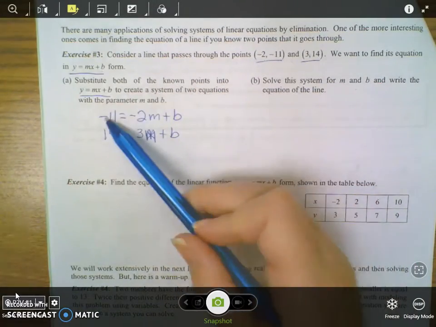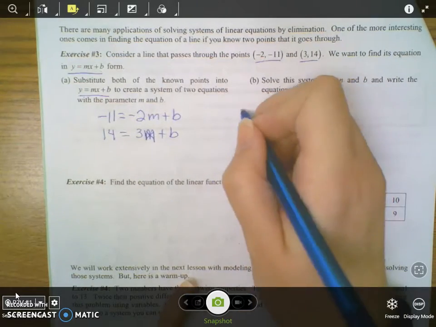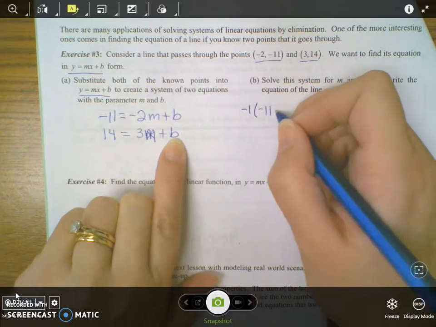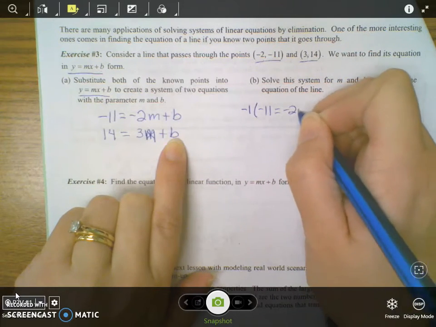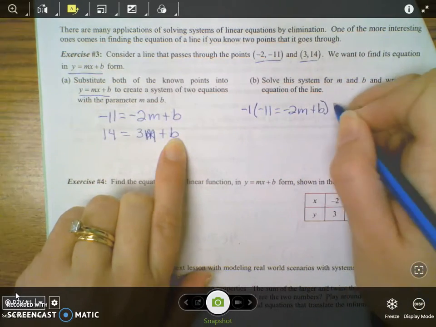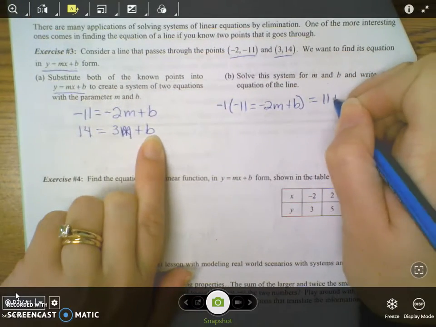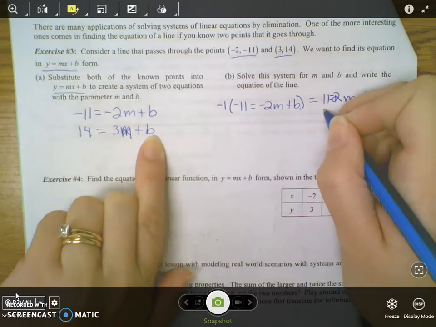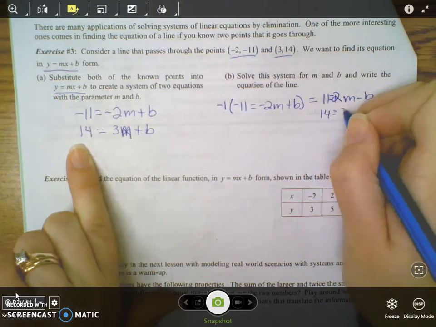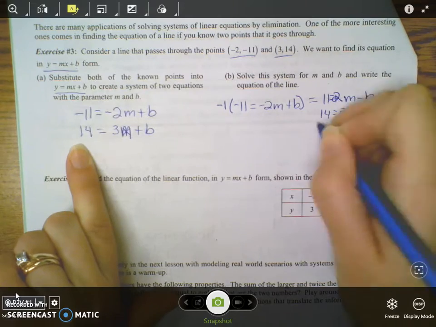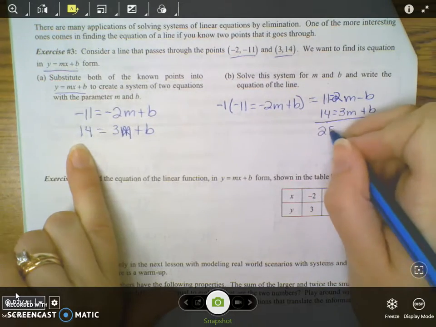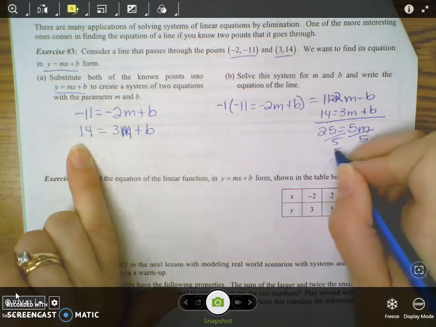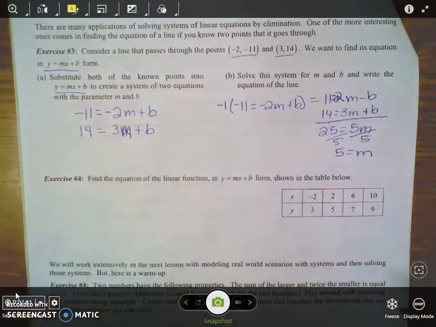So I am going to multiply this whole thing by negative 1 so that I have a negative b and a positive b, and those will eliminate. So that becomes 11 equals 2m minus b, and then this one, I'm not doing anything to it, so it's just still 3m plus b. And then that is 25 equals 5m. And so I have 5 equals m.